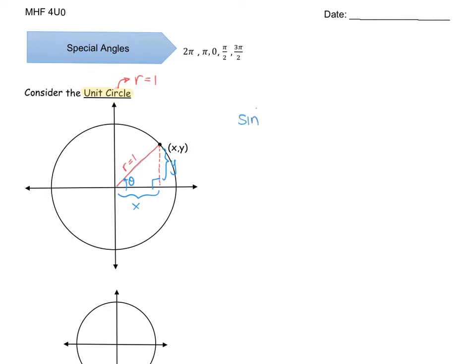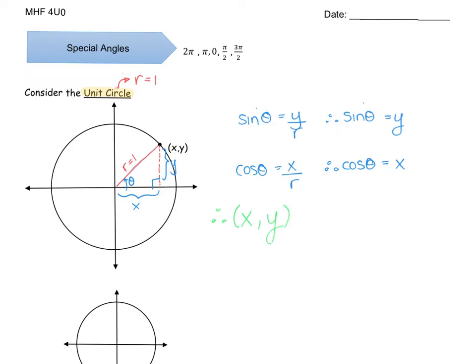From this picture, you can see that sine theta equals y over r, and if the radius is 1, then sine theta equals y. Similarly, cos theta equals x over r, and if r is 1, I'm simply left with cos theta equals x. This tells us that when I have a point x, y on a unit circle, the coordinates x, y represent cos theta and sine theta. How do I remember that? X comes before y in the alphabet, and so does C come before S. Alphabetical order.